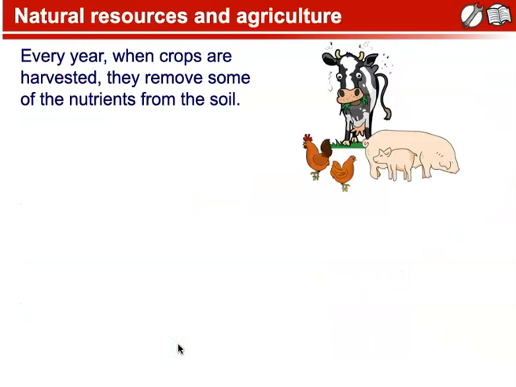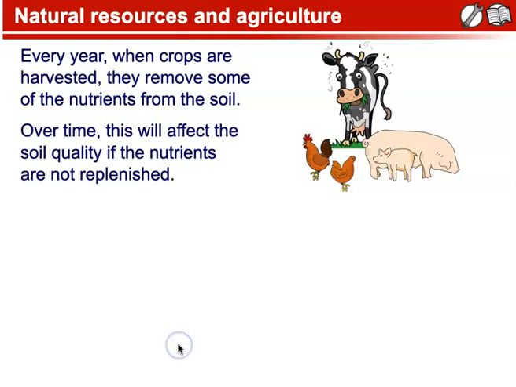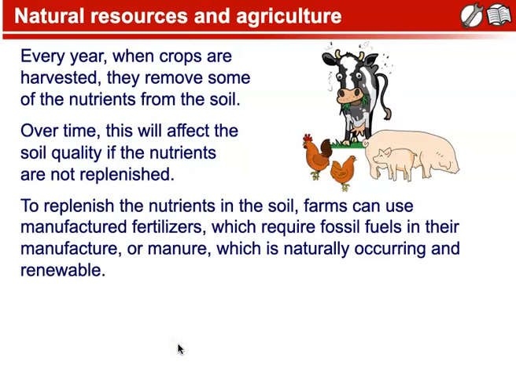Natural resources in agriculture. Every year when crops are harvested, they remove some of the nutrients from soil. Over time, this will affect the soil quality if the nutrients are not replenished. To replenish the nutrients in the soil, farms can use manufactured fertilizers, which require fossil fuels in their manufacture, or manure, which is naturally occurring and renewable.